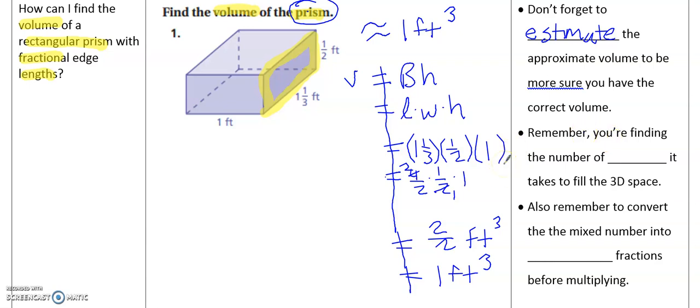We've already filled in the first blank. Let's go to this one. Remember, you're finding the number of, is it squares to fill up? No, it's cubes that fill up the 3D space. Also, remember to convert the mixed number into improper fractions. That means that we have a numerator that's greater than the denominator before multiplying.